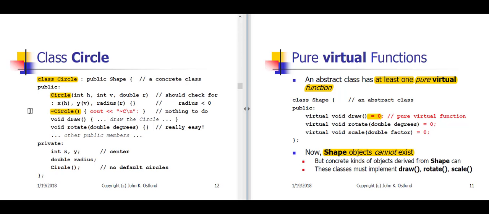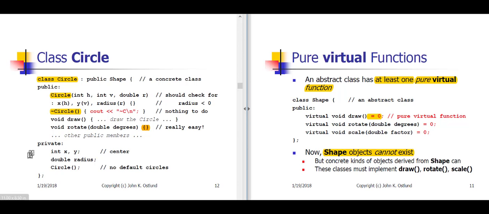Then we have to write the code for drawing a circle, which is a little more complicated than I'm going to try to do here. We have to write the code for rotating a circle. Now, rotating a circle is completely trivial. We can implement this function by creating an empty body, because a rotated circle is indistinguishable from the original circle.